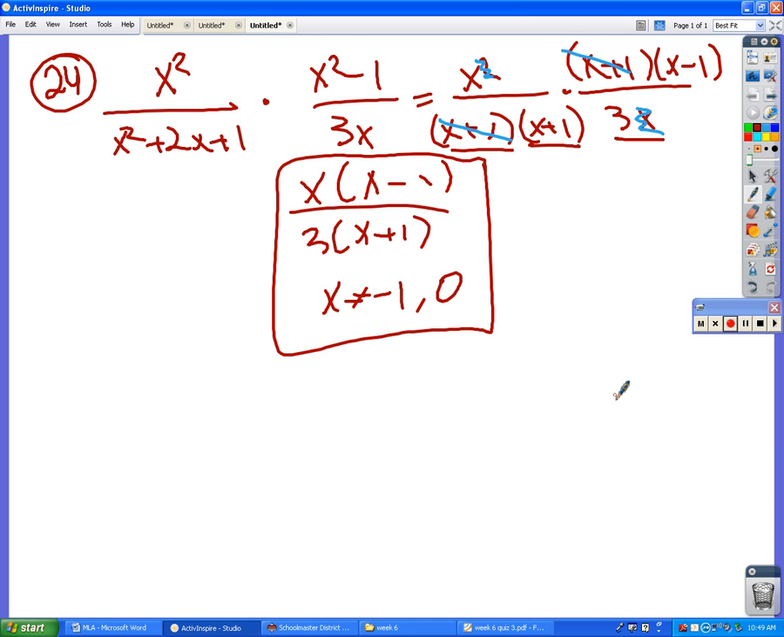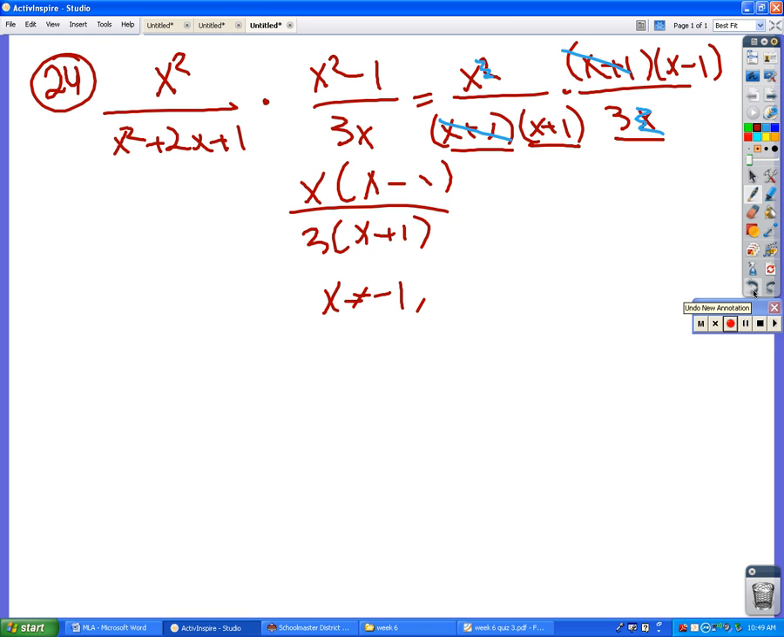Is positive 1 one of the answers in the book? Oh, right. That's what I said too. Okay, strike that. Because this started out, is 0 not one of the answers either? 0 is. 0 plus 1 is -1. Oh, okay. Because this originally started out as a division problem.